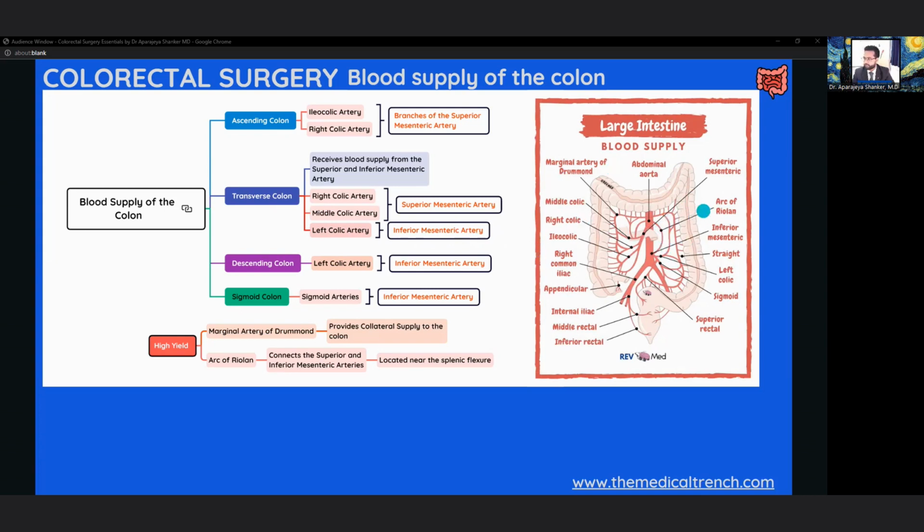So when you look at this transverse colon, and if there are any pathologies surrounding the transverse colon, you are in big trouble, simply because this segment essentially of the colon receives blood supply from two different major branches of the aorta, right? Then the descending colon, roughly speaking, gets a lot or most of its blood supply from the left colic artery.